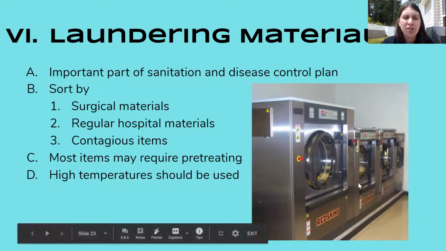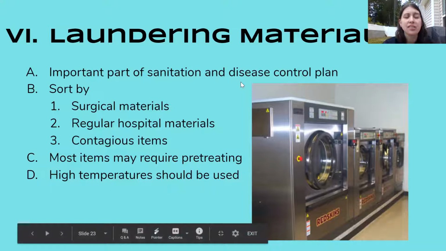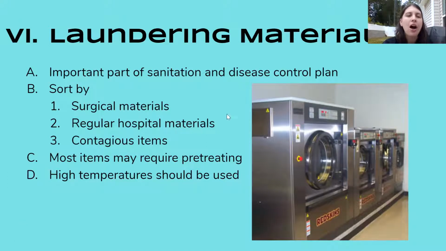When you're doing laundry, you want to sort by things used in surgery. So things like drapes and towels, those are going to get washed in one load. Regular hospital materials, things like bedding, those are going to get washed in another load. And then contagious items, things used in the quarantine or the isolation unit, things that could very well contain some kind of contagious microorganism, that's going to get washed separately. Sorting laundry is very, very important. Again, it's another reason that I don't like laundry.